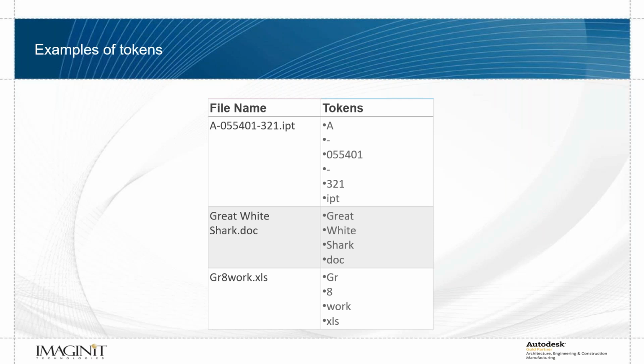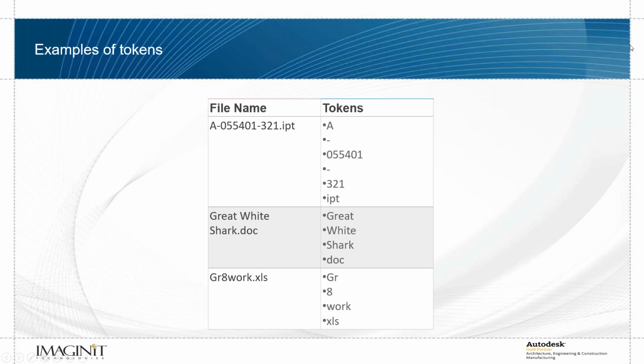Great white shark would be 3 tokens. So I could search on great, I could search on white, I could search on shark. Actually, it's 4 because of the extension. But it will break it up into those different tokens. It's broken up by the space. Great work, XLS, is broken up into 4 tokens because GR, then a numeric, then alpha, then an extension. It sees it as broken up into those different tokens.